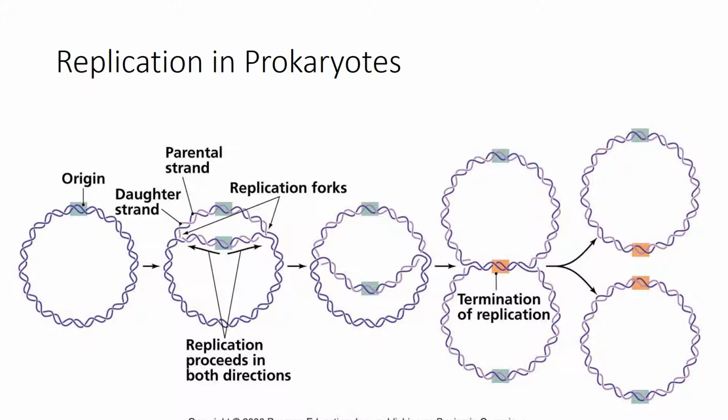It's a little bit more complicated in eukaryotes for a number of reasons. 1, there are multiple chromosomes. 2, each chromosome is much larger than a single prokaryotic chromosome. So in order for DNA replication to occur in a timely manner, we're going to have multiple points of origin. Each chromosome is going to have multiple points of origin, and it leads to a couple of issues, which we'll see in the next slide.